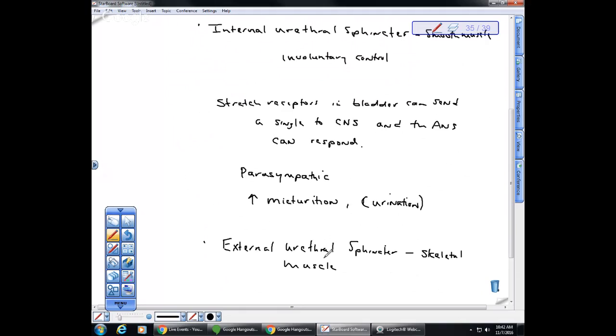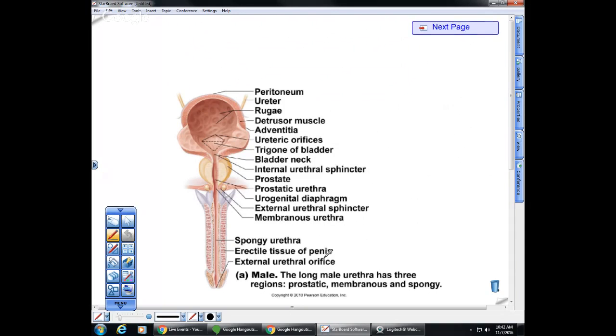Right? And so what we see here when we look at this is the male. This right here is where the ureters enter. And then this is your first urethral sphincter right here, so that's the internal urethral sphincter. And this is also called the urethral orifice where it comes out. And then right here is the external urethral sphincter, which is located right there, right?